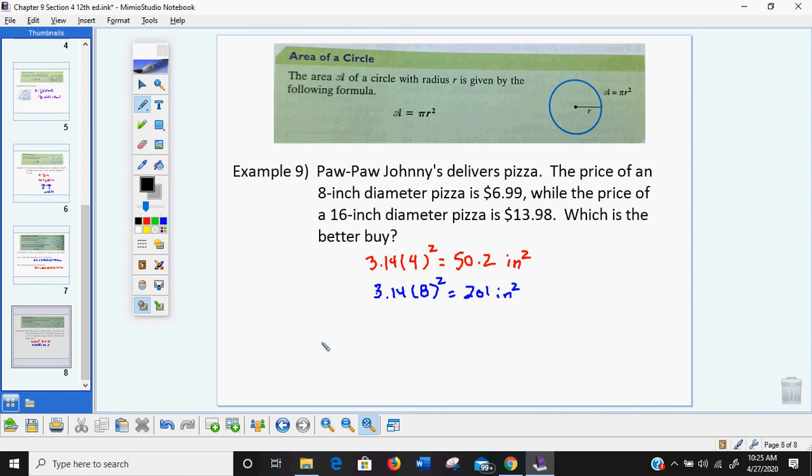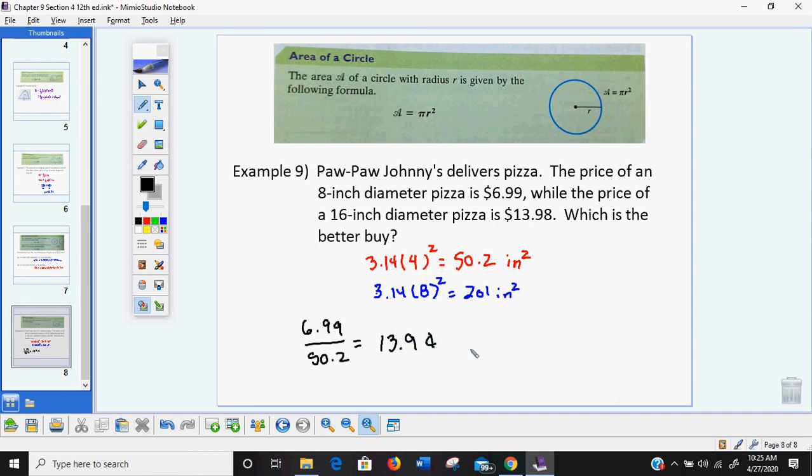So you take the price of the pizza, which is $6.99, and you divide it by the area of that pizza, which is 50.2, because we want to figure out how much it is per square inch. We get 13.9 cents.